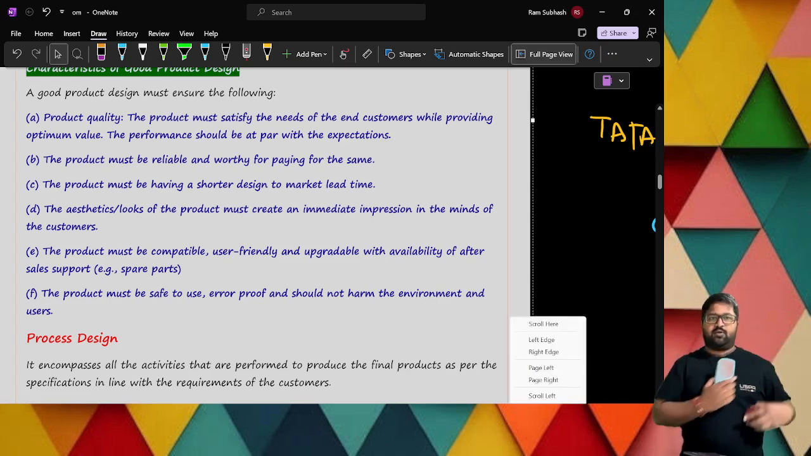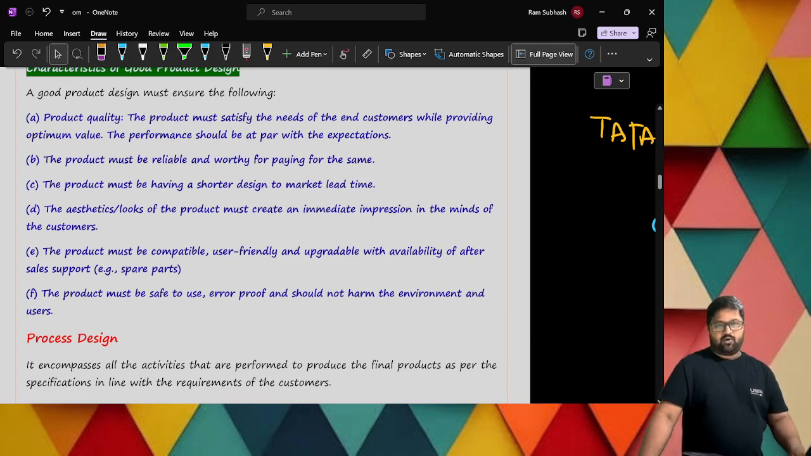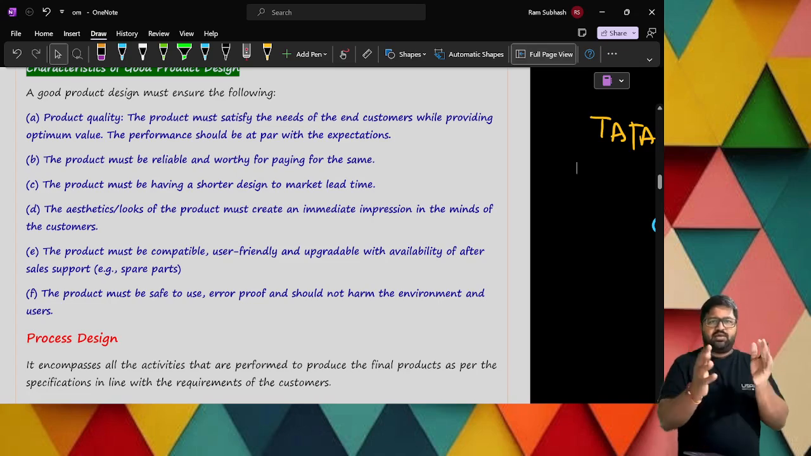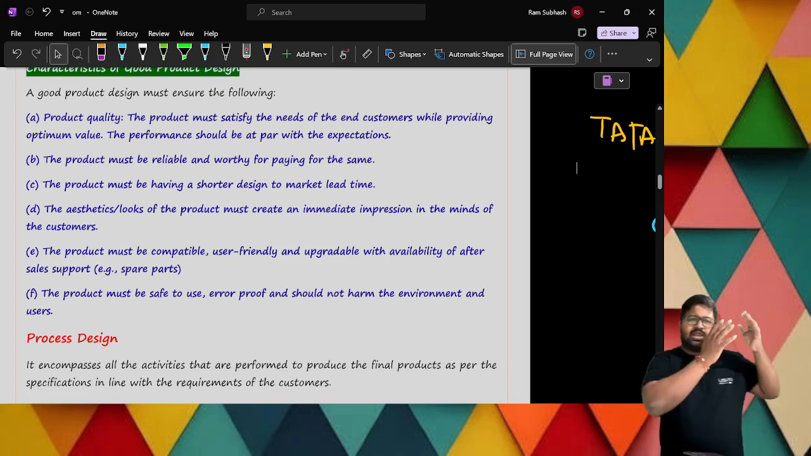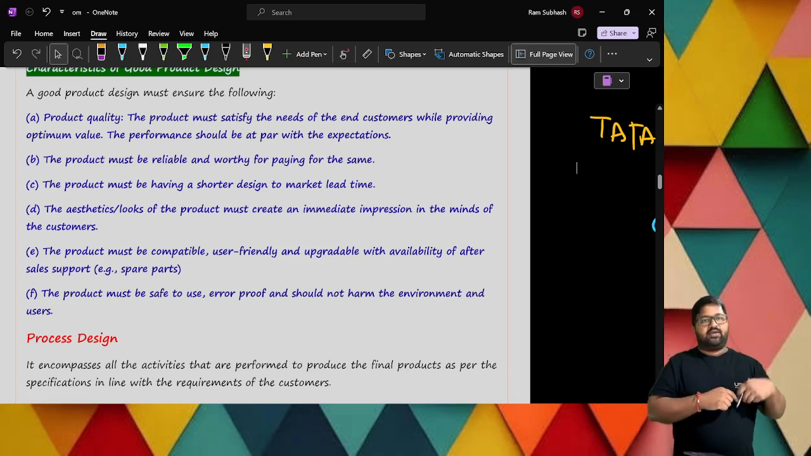Now, these things make a product good or bad. For example, aesthetics, like the iPhone. If any mobile were in the shape of a football, the size of a football, can I keep it in my pocket? No. But a rectangular shape can fit in my pocket. So design, nothing but aesthetics and looks, makes it good.